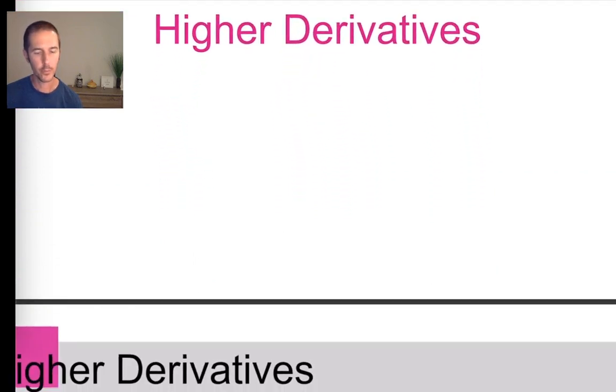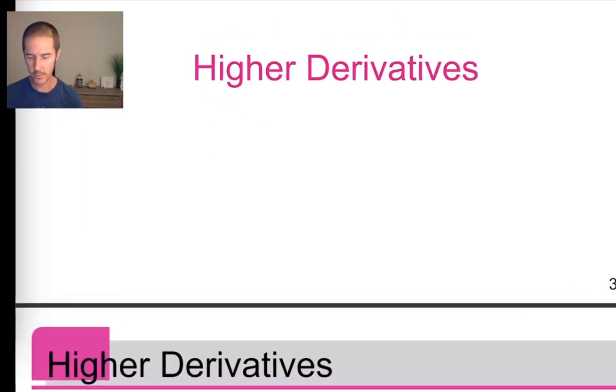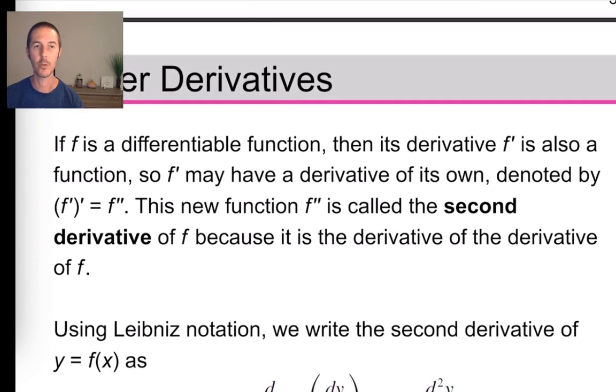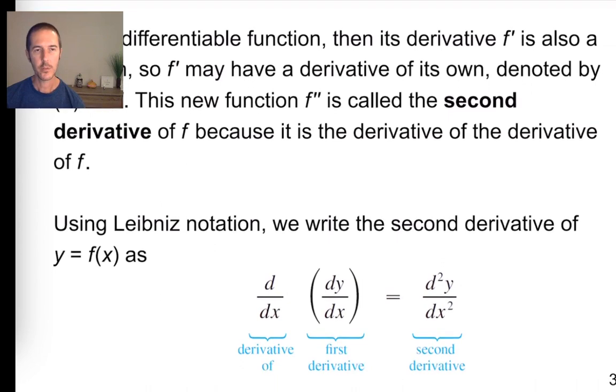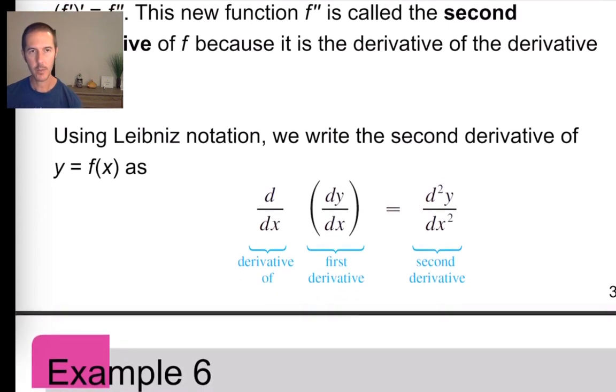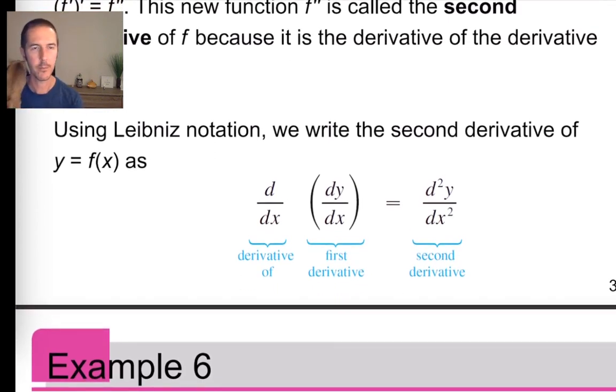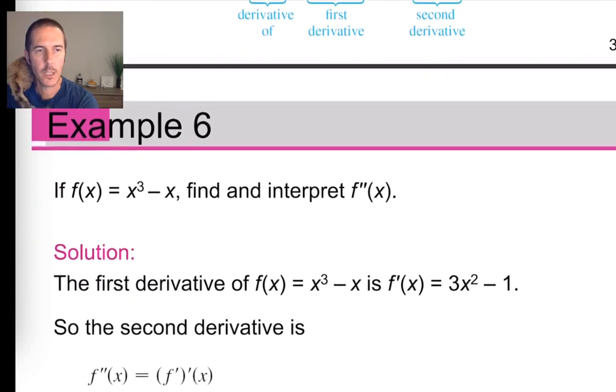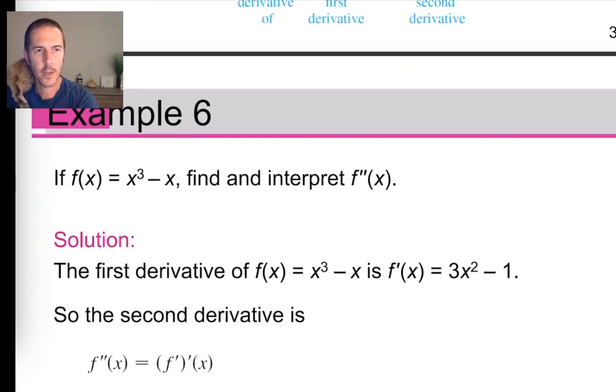Higher derivatives. So far you've heard me saying first derivative, first derivative. Are there other derivatives? Absolutely. If you took the derivative of the derivative, you would be working with the second derivative. There are some different notations here for you to examine regarding the second derivative. And then here's an example. If our original function f of x is x cubed minus x, we're to find and interpret the second derivative.